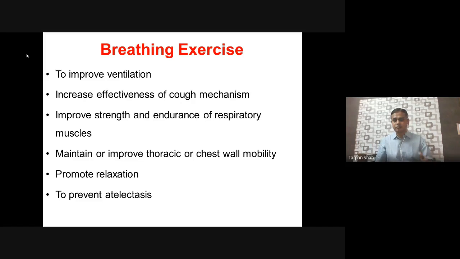And second, this breathing exercise, if the patient is performing it properly, the breathing component can be combined with many other exercises, and you can give it in combination also. So that will be helpful to improve the thoracic or chest wall mobility. So let me demonstrate one technique.